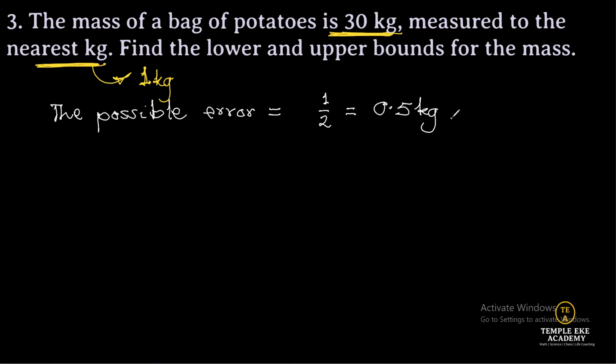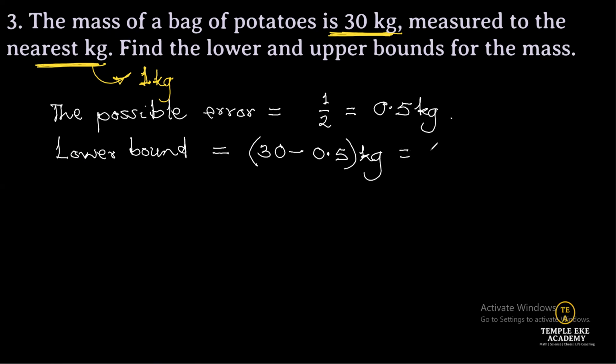Now we can find the lower bound. The lower bound is simply the rounded value, 30 kilograms, minus the possible error, which is 0.5 kilogram. And now we obtain 29.5 kilograms. Beautiful. And we can find the upper bound in a similar manner.